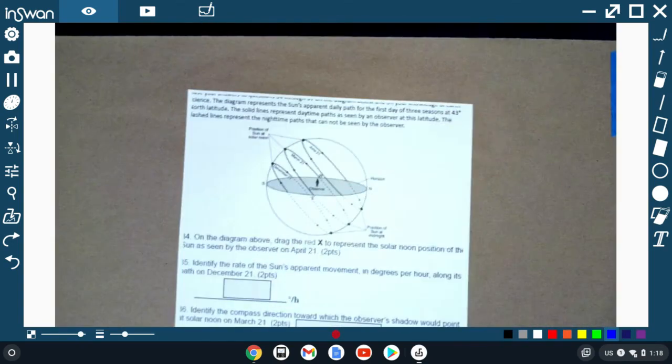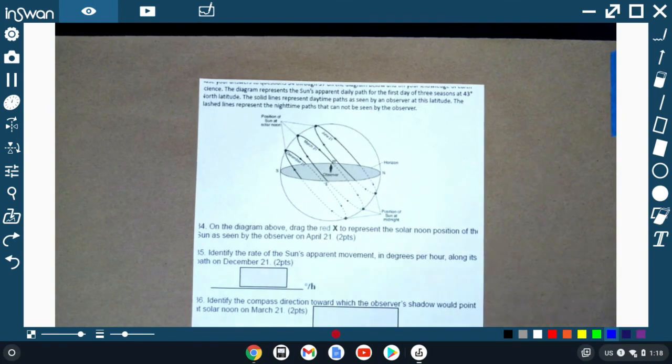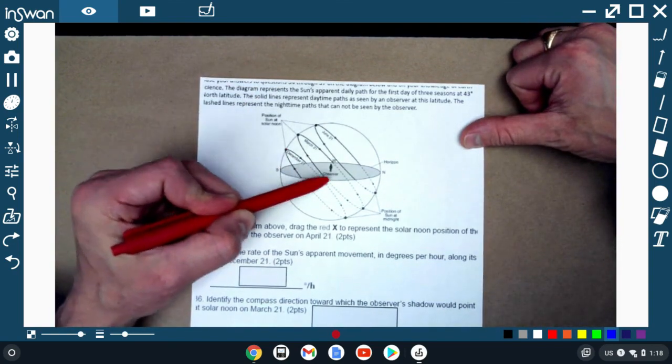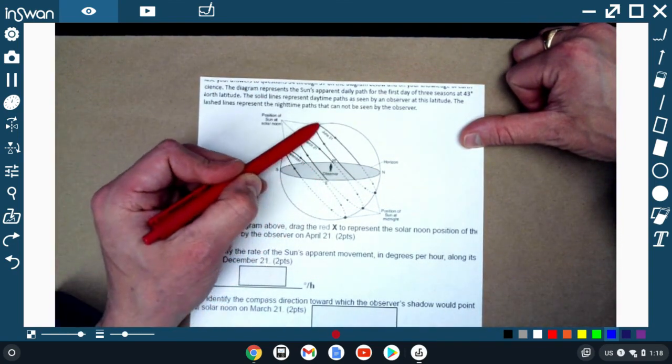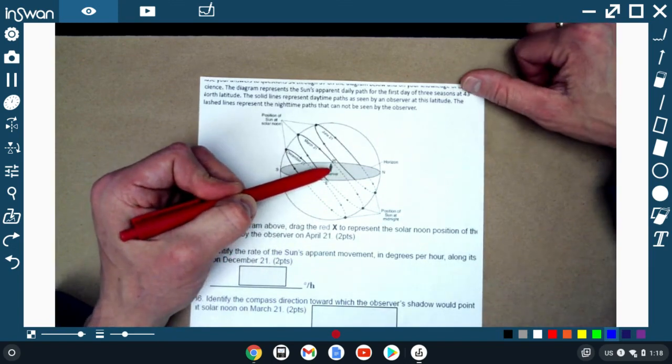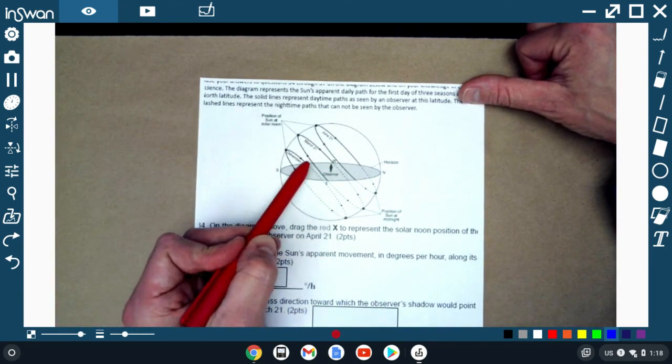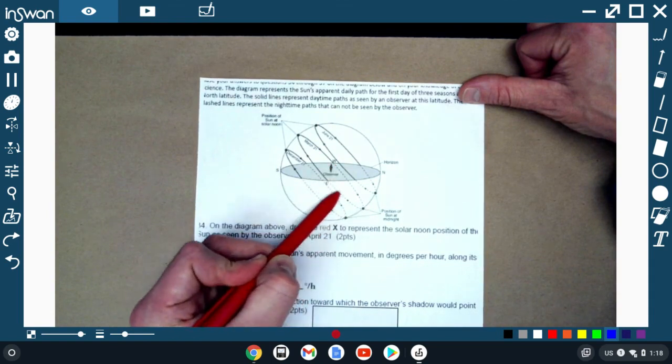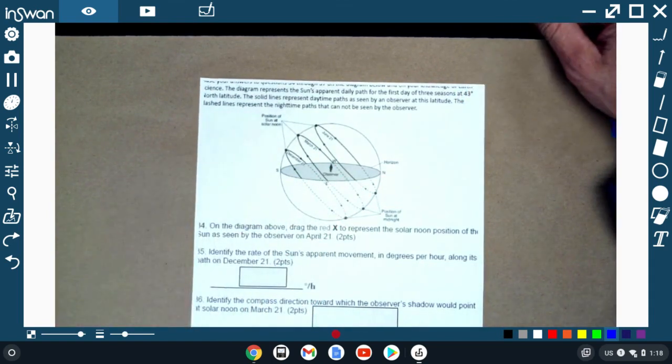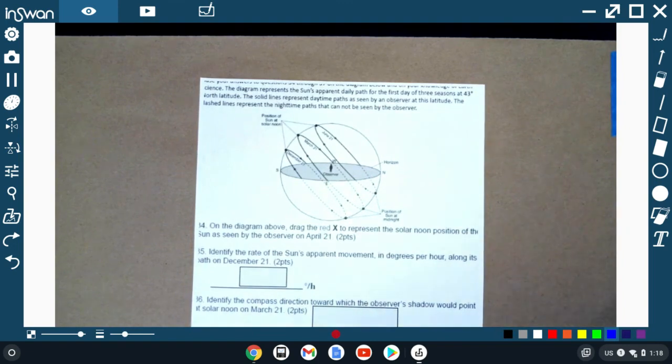All right, on our last page for this, we have a picture of the diagram that represents the sun's apparent path on the first day of 3 seasons at 43 degrees north latitude. So that's around where we are. We're a little shy of that here in our location in New York State. But what they want us to understand is that these solid lines show the path of the sun as seen by the observer, that person right there. And then these dashed lines down below show the nighttime path of the sun that we cannot see because the Earth rotates away from the sun.